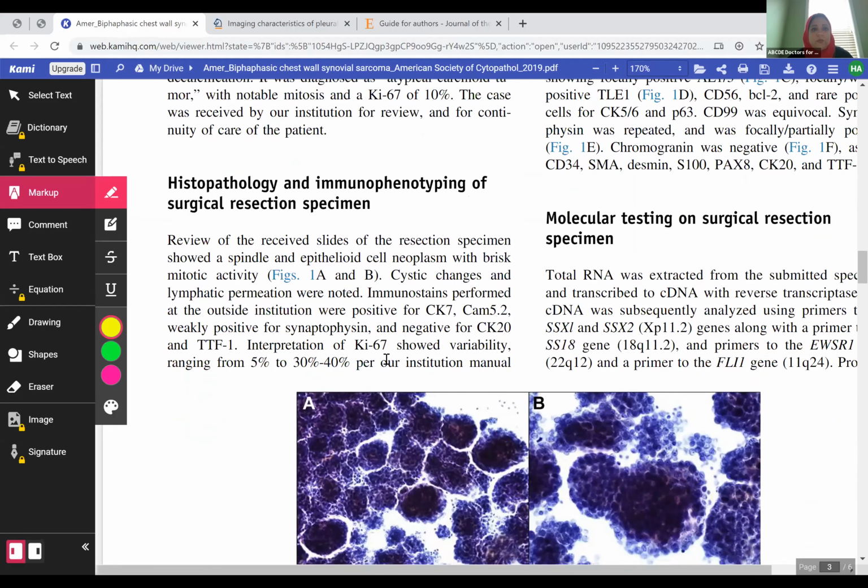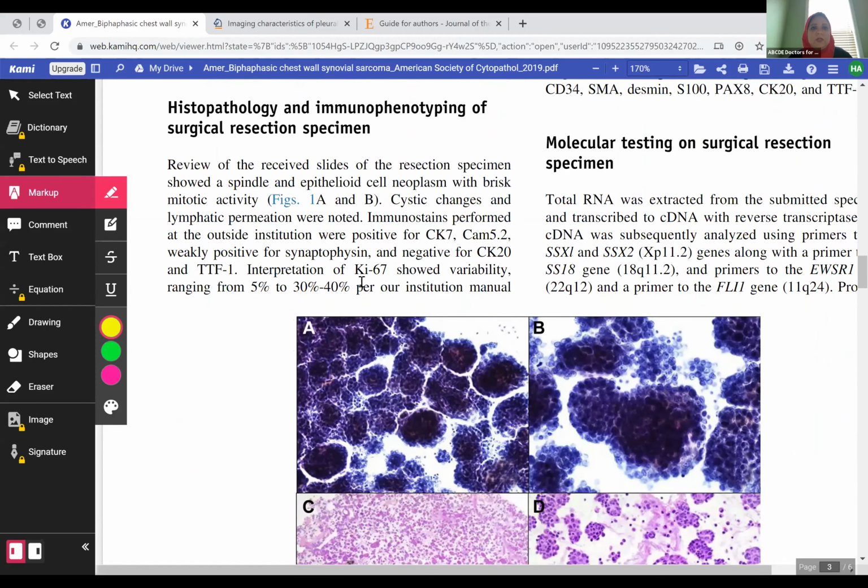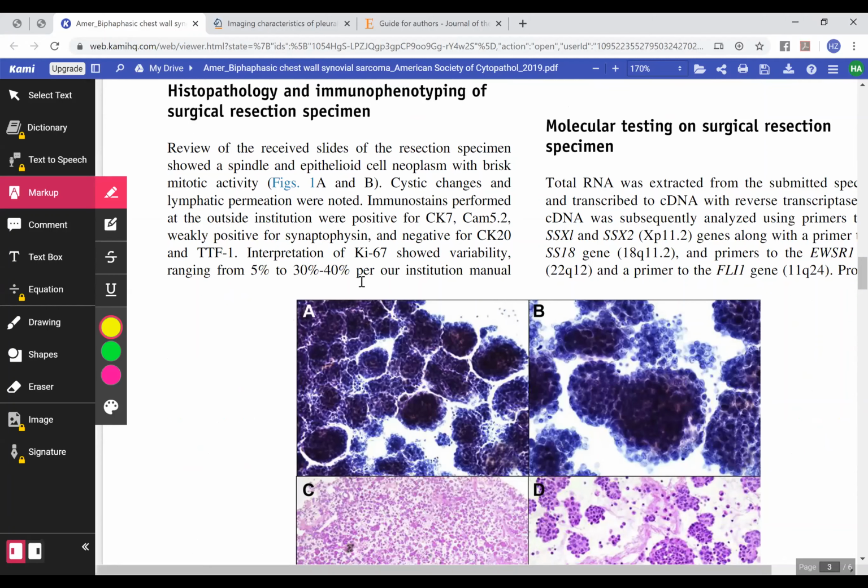So histopathology and immunophenotyping. Now, this resection specimen was sent to OSU. What happened next? We reviewed the slides. When you describe the slides in the pathology case report, you want to do the same thing you would have done if you were writing the microscopic description on your pathology report. You talk about generally what it looked like. Were these clusters? Were they groups? Were they individual cells? And then you go into more detail. What did each cell look like? Was it spindle? Was it epithelioid, and so on?